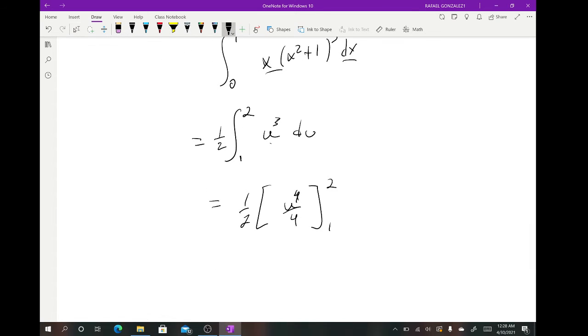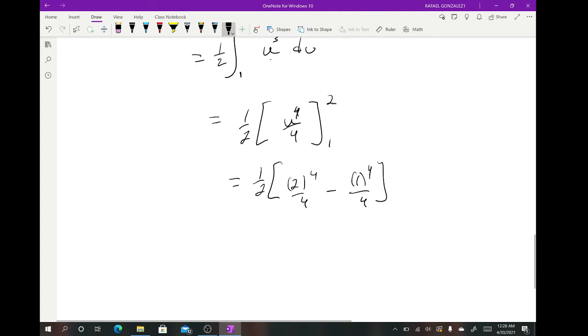That looks better. Okay, so now we could apply the fundamental theorem of calculus. So I could substitute here, instead of substituting for the x, I could just simply put in the u there. So I could do 2 to the 4 over 4 minus 1 to the 4 over 4 by the fundamental theorem of calculus. Notice that this is much easier than doing 2 squared plus 1 and then to the 4, and 1 squared plus 1 and then to the 4.